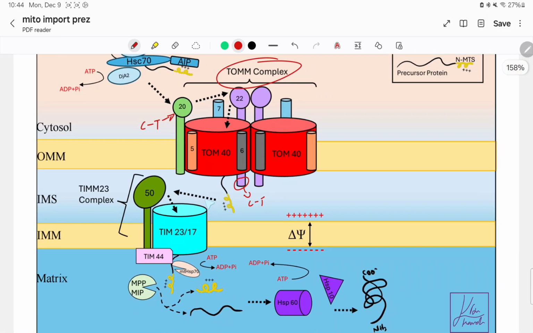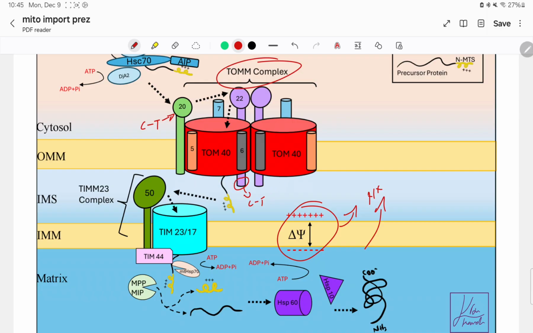Now, this process is further facilitated by this membrane potential. Remember this membrane potential? I said it was created by the electron transport chain, which pumped a whole bunch of protons here, making the IMS more positive and the matrix more negative. Well, that's going to attract this positively charged protein all the way into the matrix, which is negative.